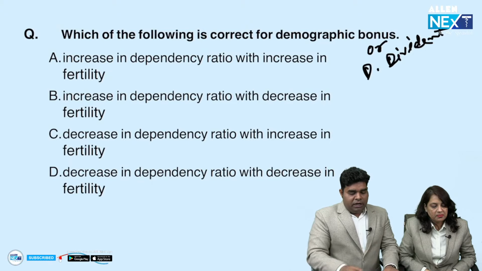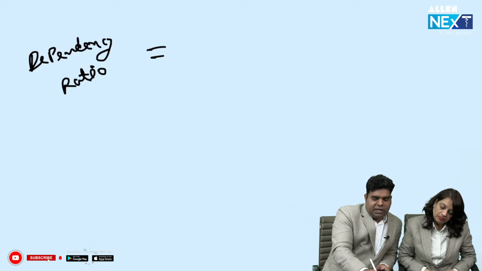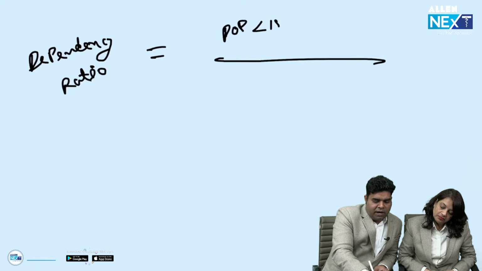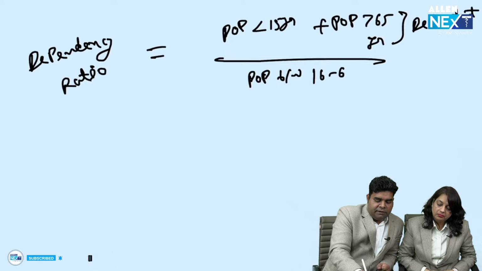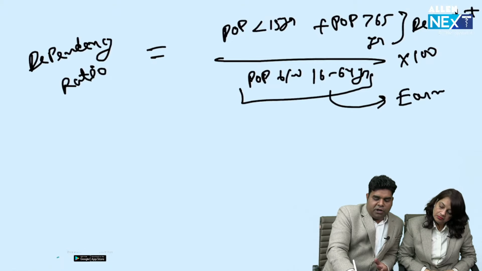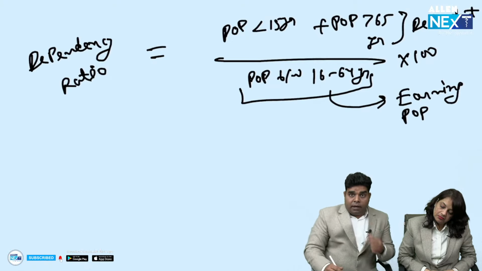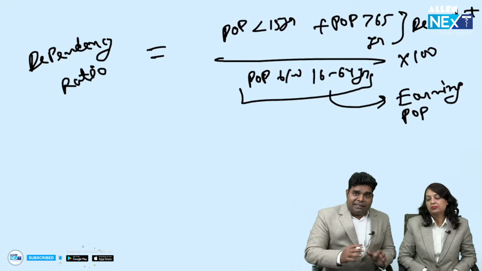So it all depends on one thing that is known as dependency ratio. Dependency ratio simply means how much of the population is dependent. The population who are less than 15 years or more than 65 years are the dependent population. And as compared to the young earning population, that is between 16 to 64 years, what is their proportion? That is the definition of dependency ratio.